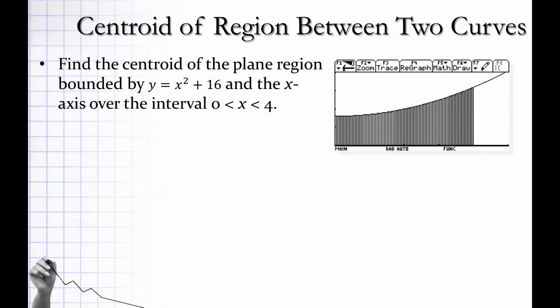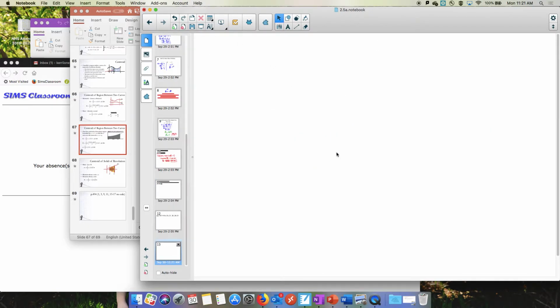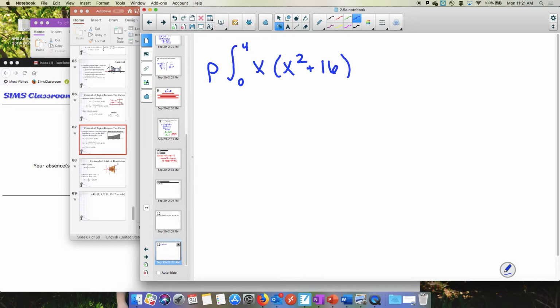Okay, do we have it written down? Sure, why not? We're going from where to where? We're going from 0 to 4. We have density times x times top function minus bottom function. Was it x squared plus 16? Yeah, plus 16. Like this? Yes.